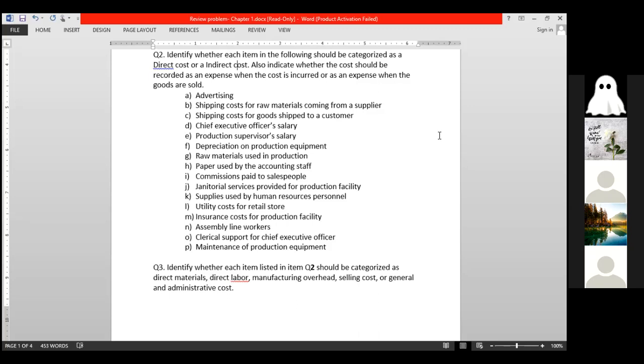But why? Because advertising is a post-production expense. You make your production and then you sell it via advertising. So advertising has nothing to do with the product. Second is shipping cost for raw material coming from a supplier.